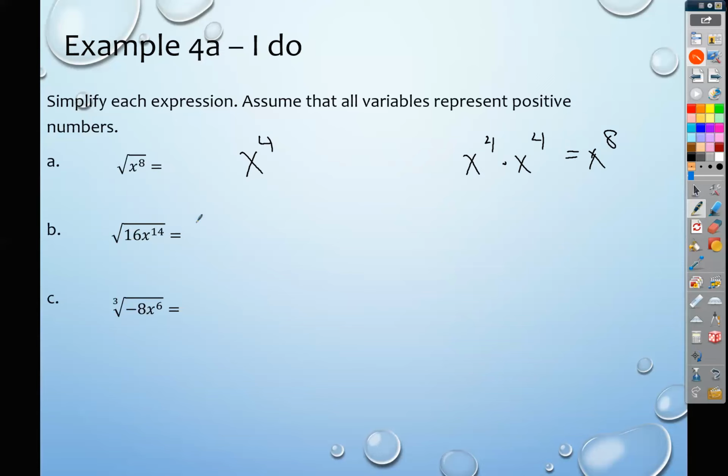So what's the square root of 16? We would say 4. And what times itself is going to give us x to the 14th? X to the 7th. What's the cube root of negative 8? Negative 2. What times itself 3 times is going to give us x to the 6th? X squared, because x squared times x squared times x squared, remember you add your exponents, gives you x to the 6th.